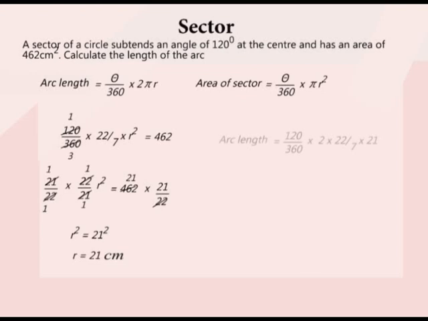Arc length is equal to 120 over 360 times 2 times 22 over 7 times 21. Cancelling through, that gives us 44 centimeters.